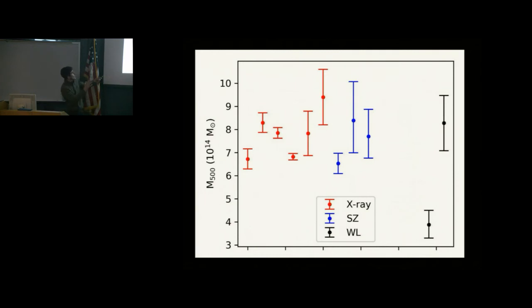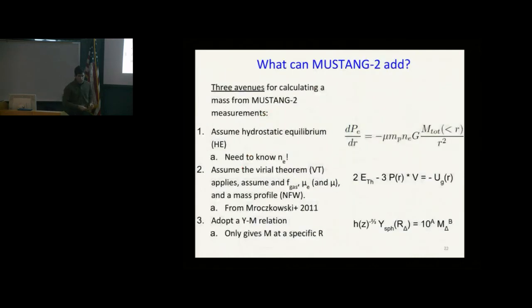So I'd say rough agreement with X-ray and SZ, and maybe agreement with weak lensing. This is kind of an interesting result. Now, what can we do with Mustang data? That is, how can we estimate mass from our data?